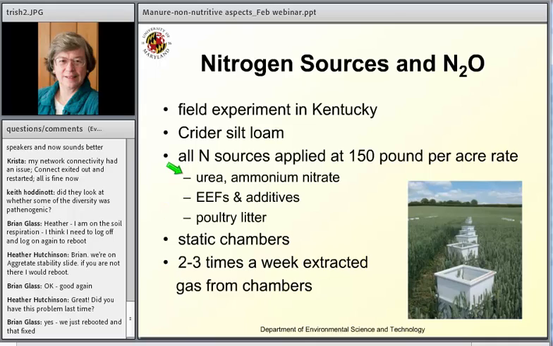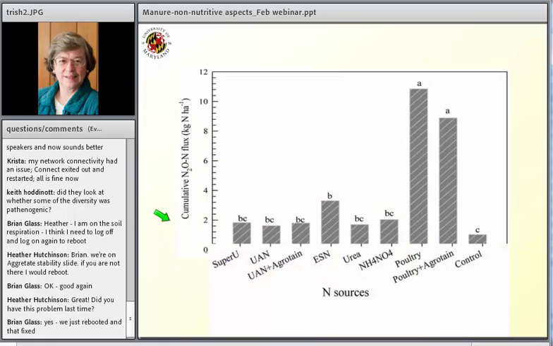So in this particular experiment, all of the nitrogen sources were added at 150 pounds of nitrogen per acre. They had urea and ammonium nitrate, but they also had some urease and nitrification inhibitors and a polymer-coated nitrogen source, as well as poultry litter. During the growing season, they went out and extracted the gas from the chambers 2 to 3 times per week. So they have data from the entire season, and we're just going to look at 1 or 2 graphs from that.